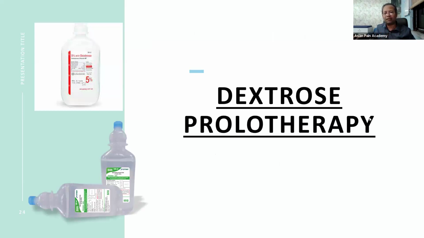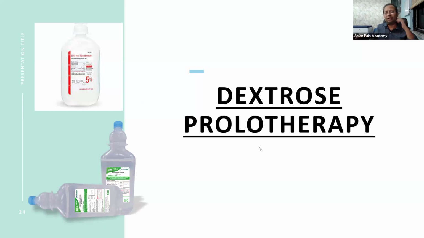Dextrose prolotherapy comes from proliferation, so prolotherapy means proliferation therapy. Here there is degeneration, and we want to regenerate. There are multiple drugs for this: dextrose, ozone, and others like PRP, platelet rich plasma.